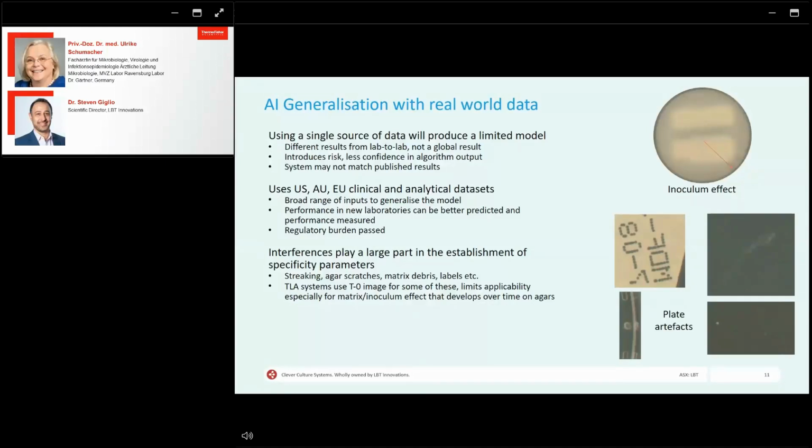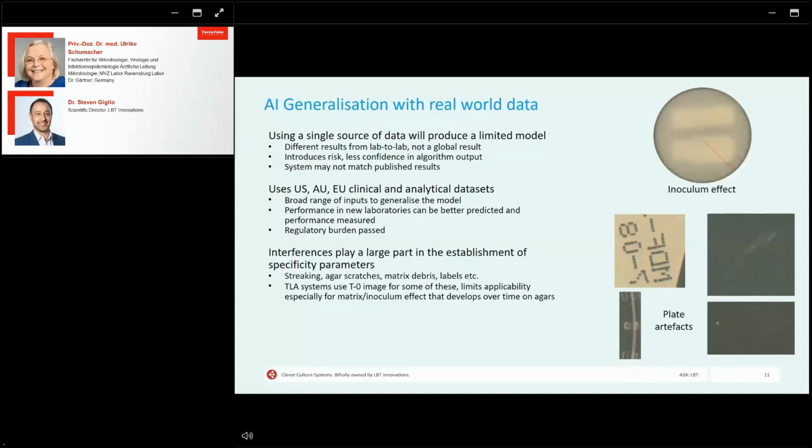One of the biggest things to deal with in an AI system is interference. There's a lot of things that are on plates, and you can see some images there of the plate artifacts. So there's injection molds, there's dot matrix printings, there's the inoculation effect where you get pigmentation from cross reaction of creams on plates. All of these things need to be trained out of the AI system because they do look like colonies, whether they be black colonies or little white colonies. We need to train that out of the system.